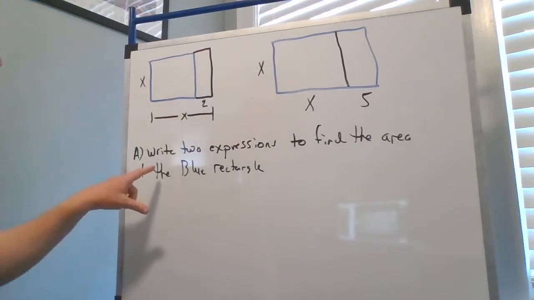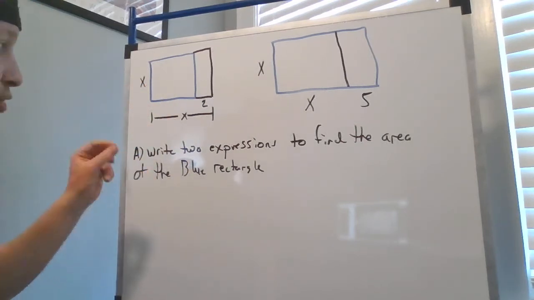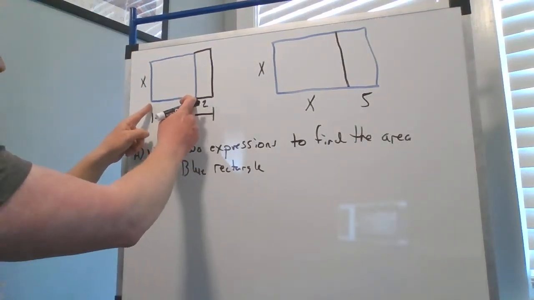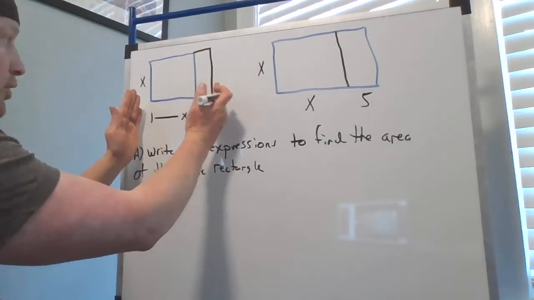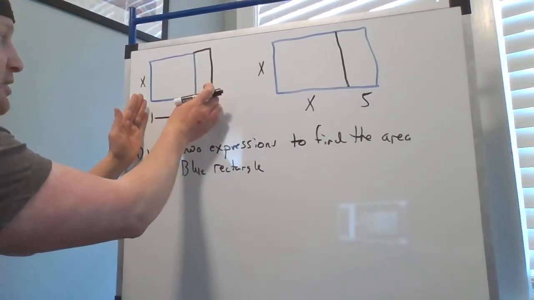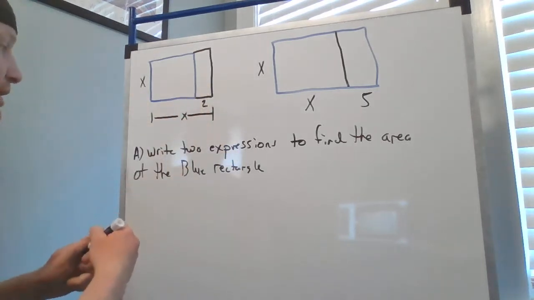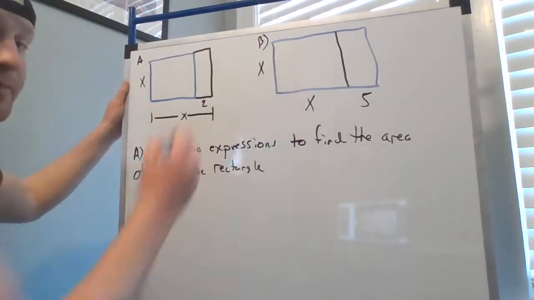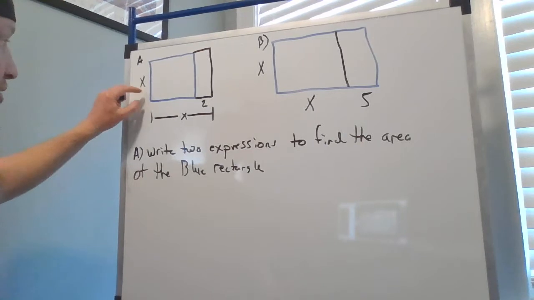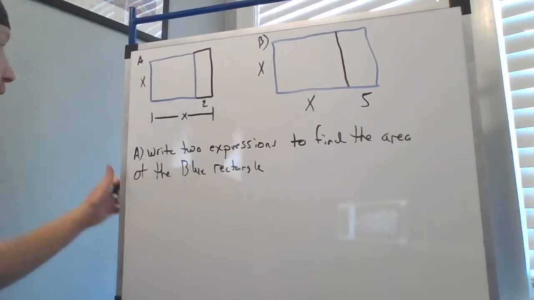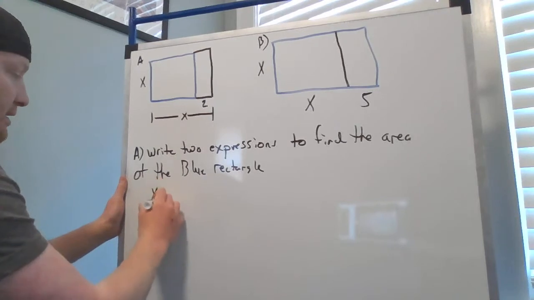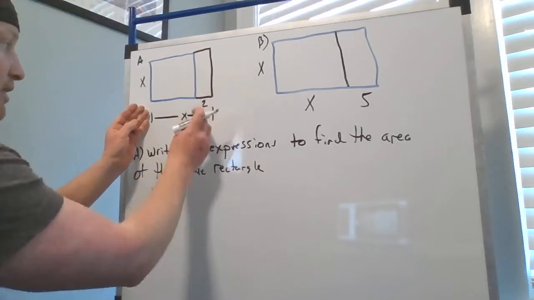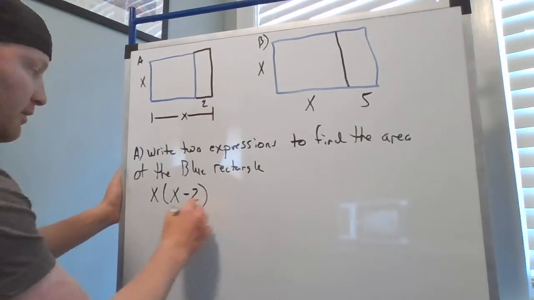So this first one, I want you guys to write two expressions to find the area of the blue rectangle, okay? Well, my blue rectangle is right here. We don't know what this length is, but I know what the whole length is of blue and black together, and I know the black has a length of 2. So let's call this B, okay? To write two expressions to find the area of this blue rectangle, I'm going to do x times x, and because this x is the whole length and 2 is taken up within that x, this is x minus 2, okay?